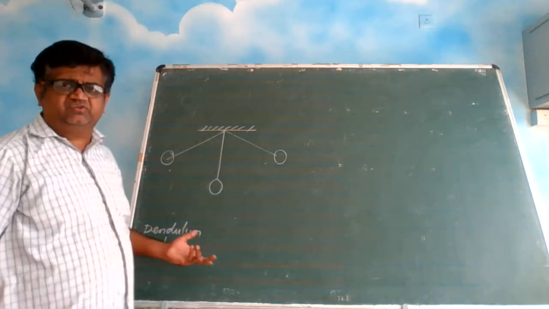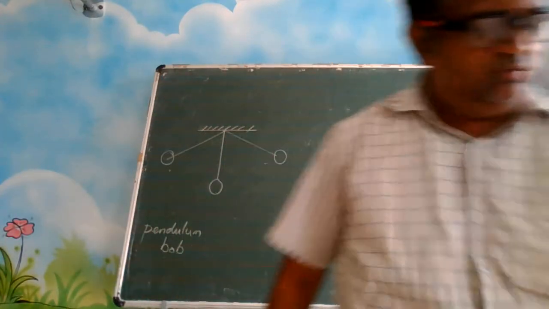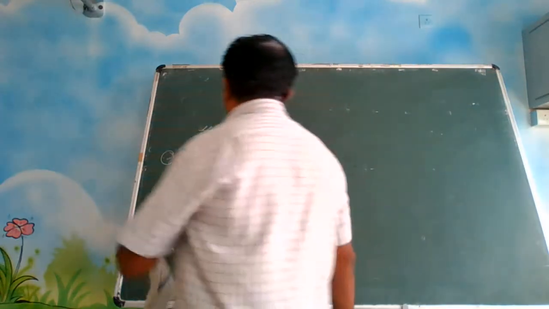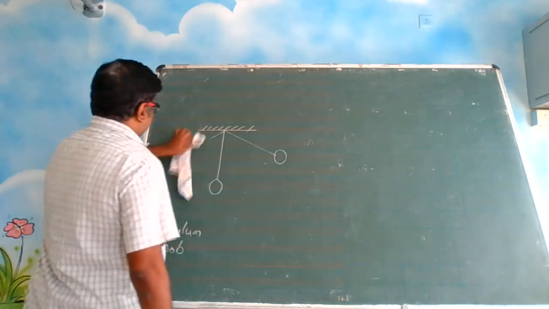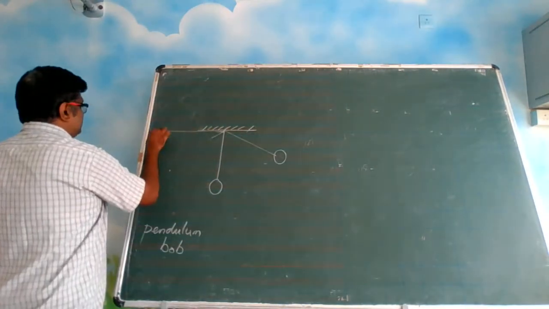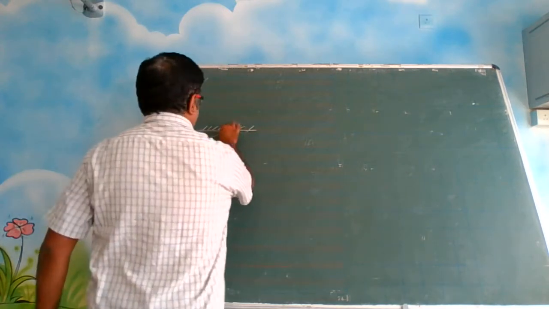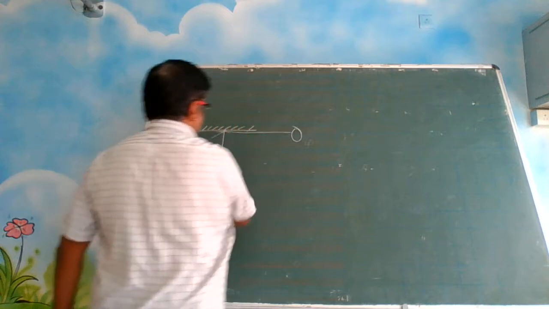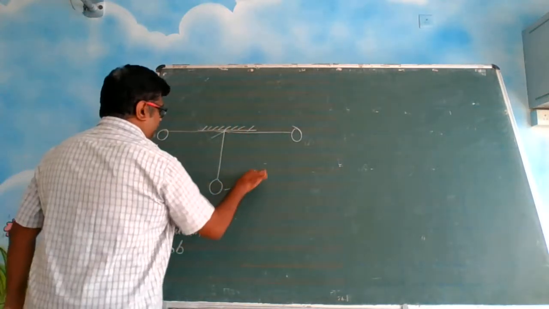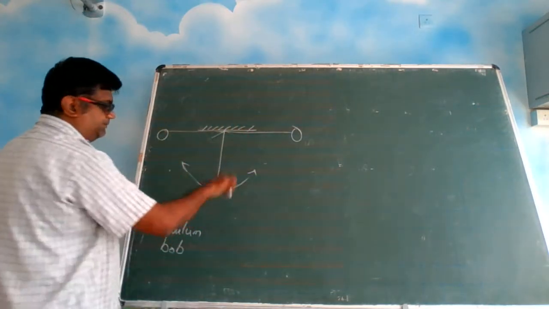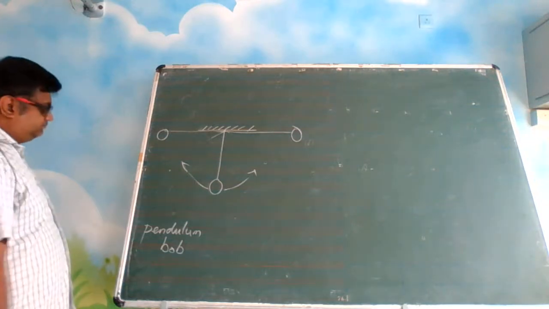In maximum position, how much can it go? If you say what is the maximum position it can go? It can go up to here. Maximum. Isn't it? It is going like this, coming back, going like this and coming back.